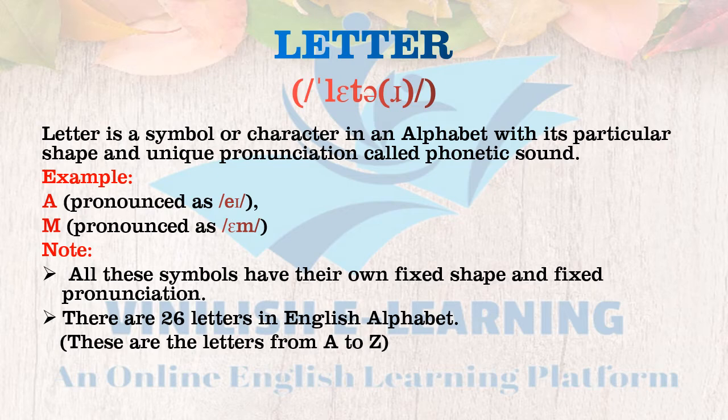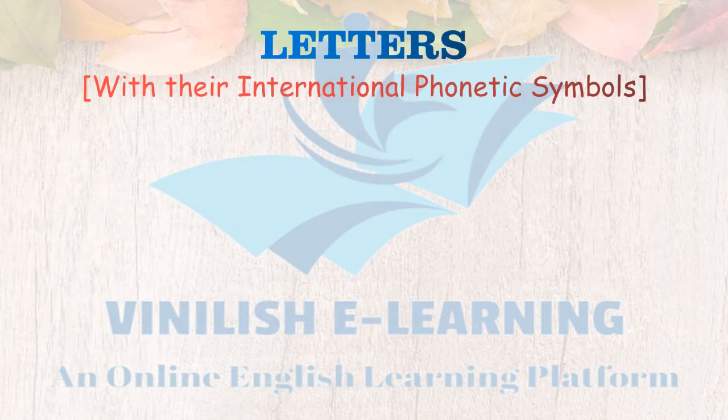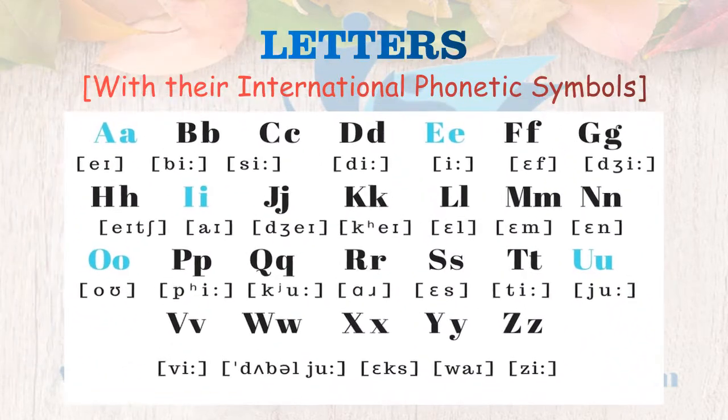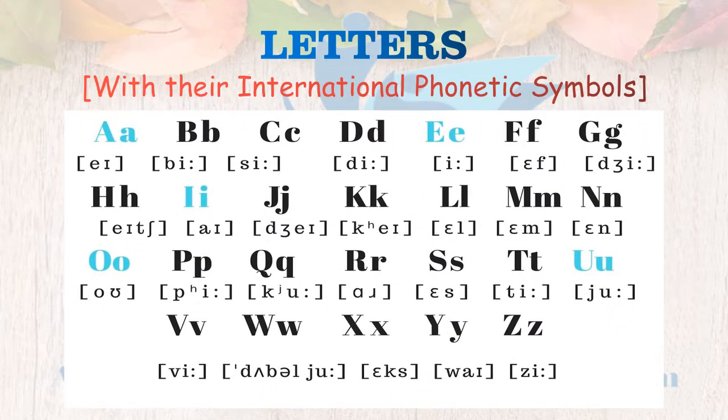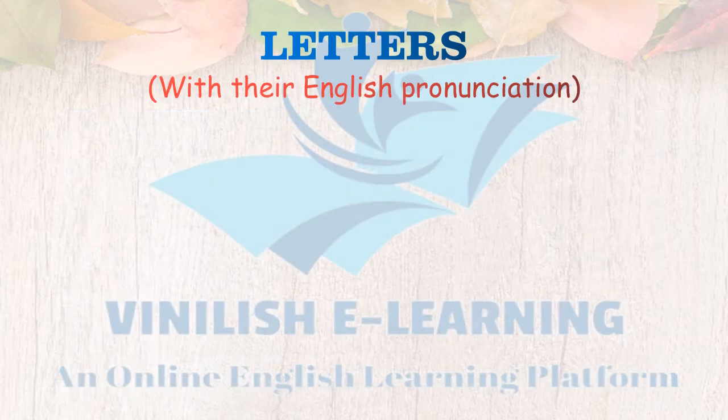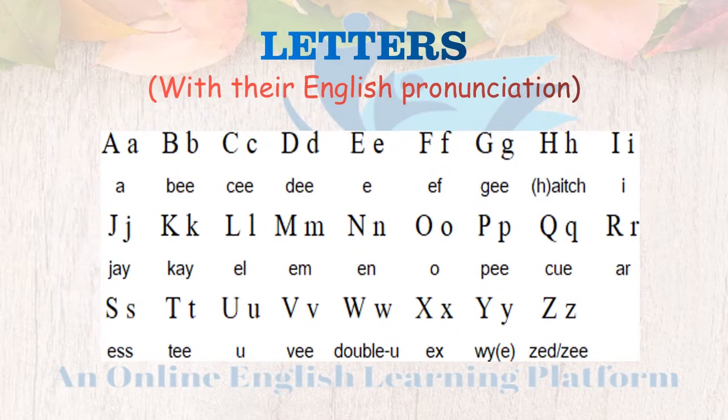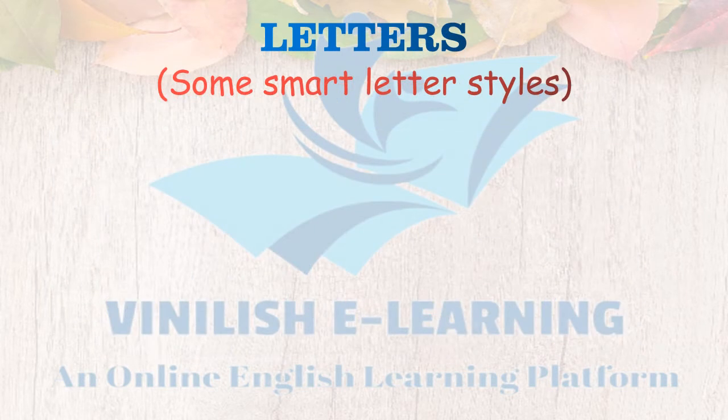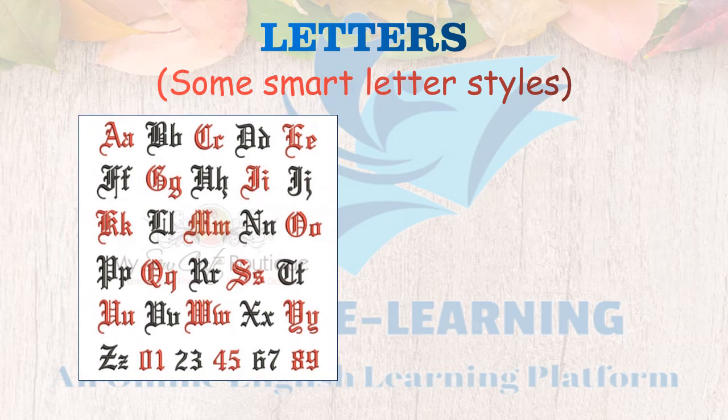There are 26 letters in the English alphabet. These are the letters from A to Z, with their international phonetic symbols, with their English pronunciation. Some smart letter styles.